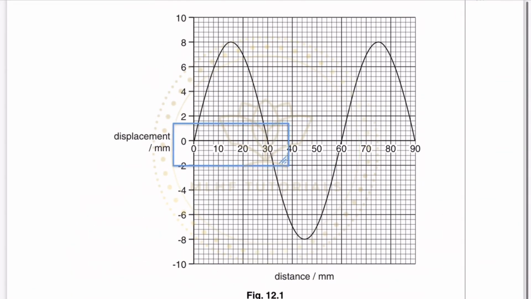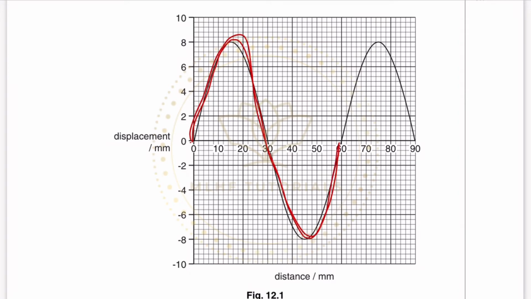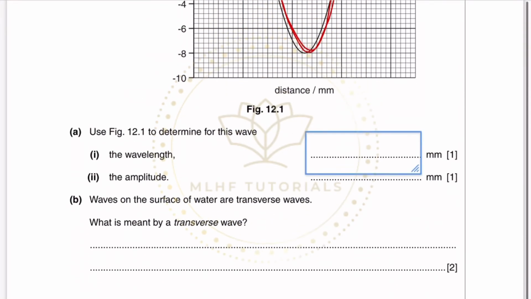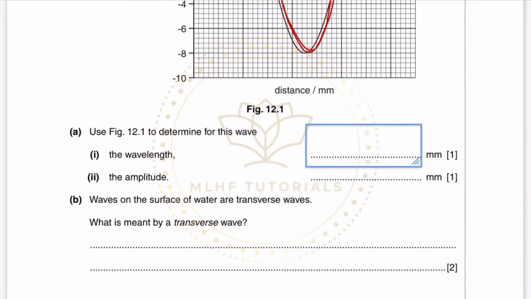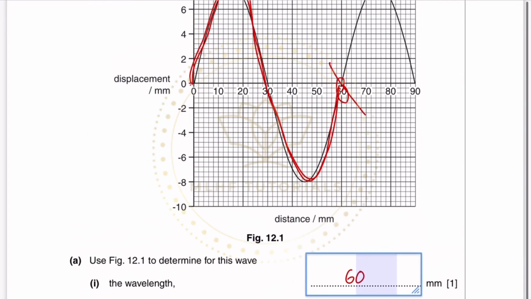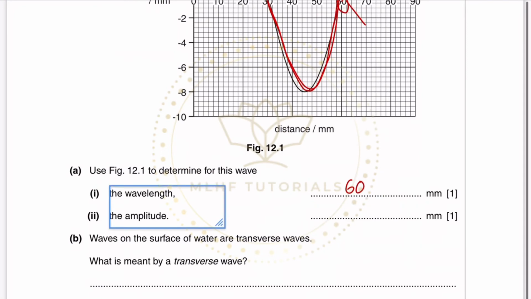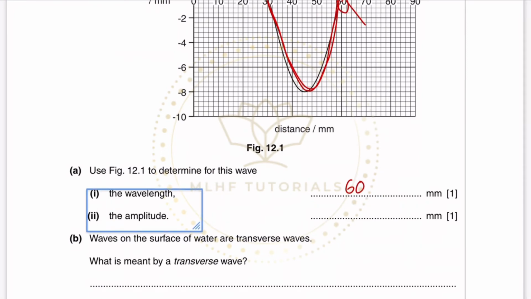So as for the wavelength, you've got to have one complete wave, which starts from here and forms an S shape up till that number 60. So the wavelength for this wave is 60. Okay, next, part 2. Part 2 is the amplitude.